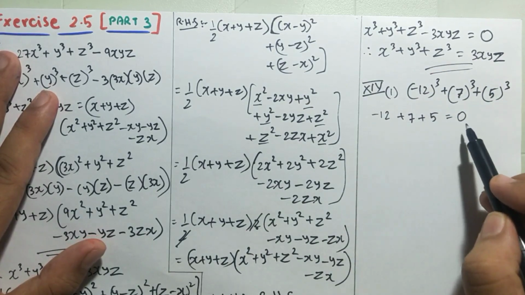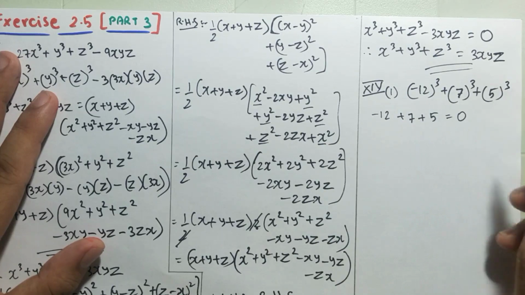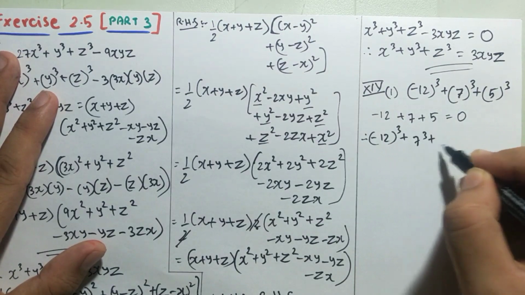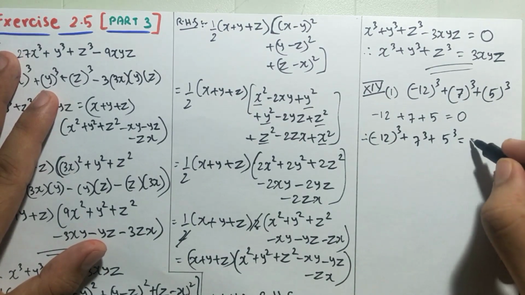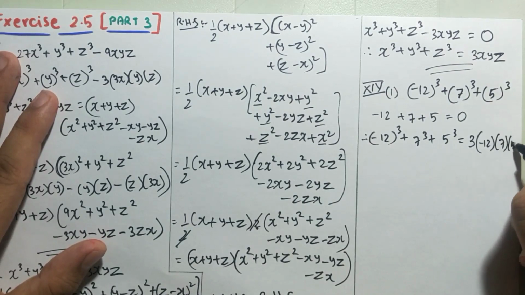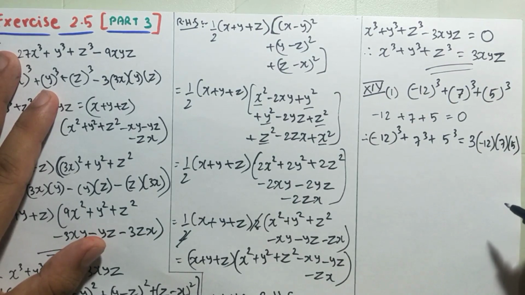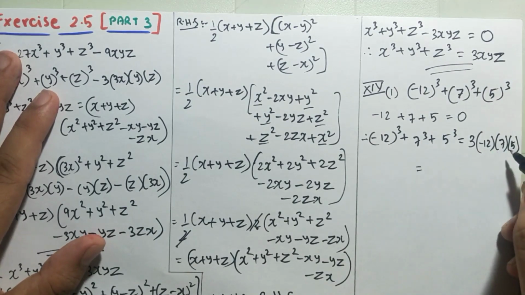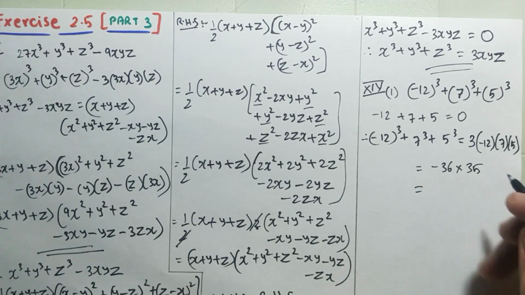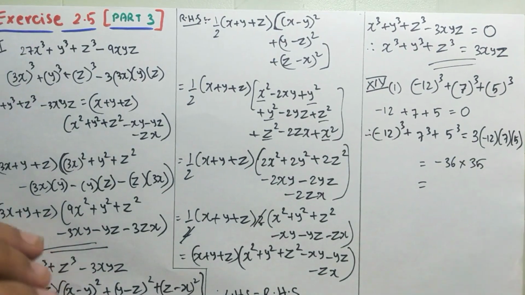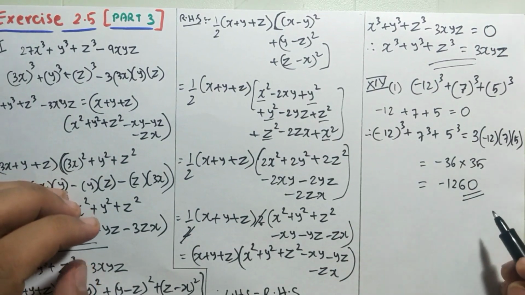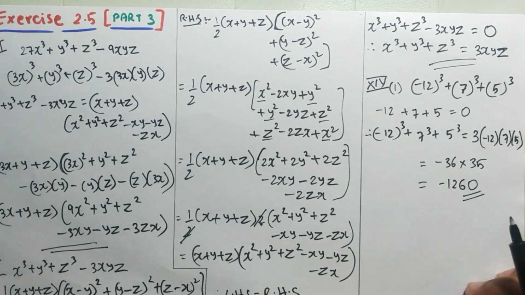3 नंबर्स को ऐड करके अगर 0 होता है तो उनके क्यूब्स को ऐड करके क्या बनेगा? माइनस 12 क्यूब प्लस 7 क्यूब प्लस 5 क्यूब would be equals to 3 multiplied by all those 3 terms. 3 into minus 12 into 7 into 5. So if you multiply them, you will get answer minus 36 into 35 and the answer would be minus 1260. So without finding the cubes, we can directly get the answer by the application of this question.